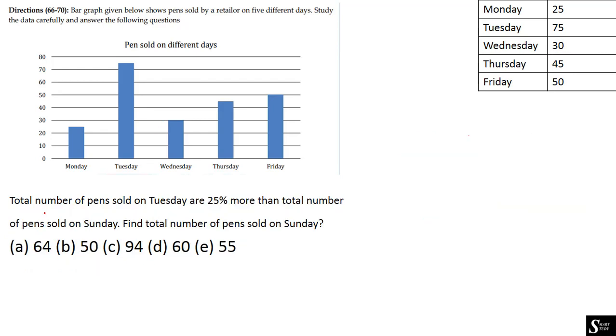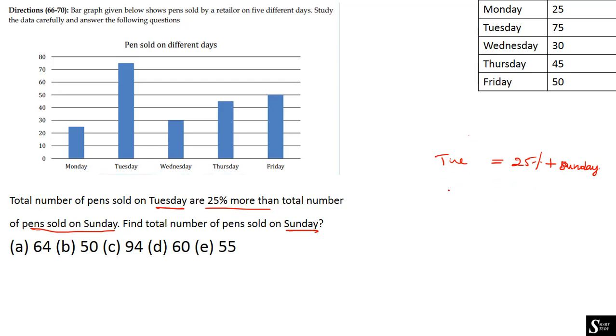The next question here is, total number of pens sold on Tuesday are 25% more than the total number of pens sold on Sunday. So see here friends, whatever the pens sold on Sunday, Tuesday is 25% more. So Tuesday is equal to 25% plus whatever the pens sold on Sunday. We need to find the total number of pens sold on Sunday.